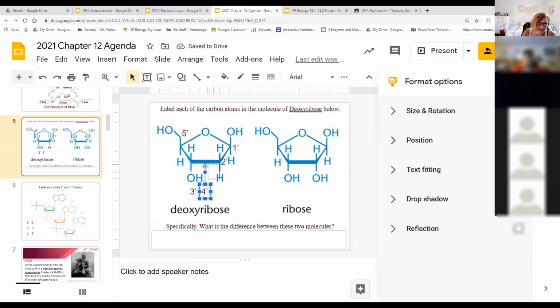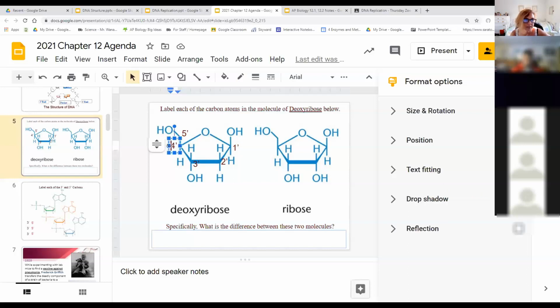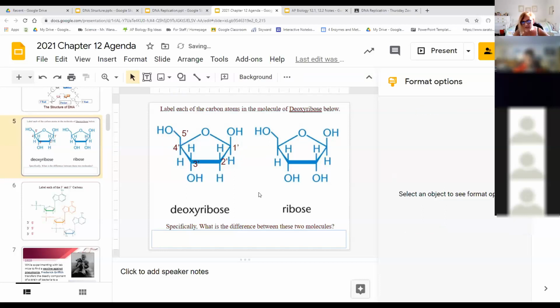Now, the reason why we have to number these is so we can understand orientation of DNA. And now that you have a way to reference each of these carbon atoms, I can say the carbonyl is between the 5' and the 1' carbon. I can say there's a hydroxyl on the 1', 3', and 5' carbons. I can talk about this molecule more specifically now that I have a way to reference those carbons.